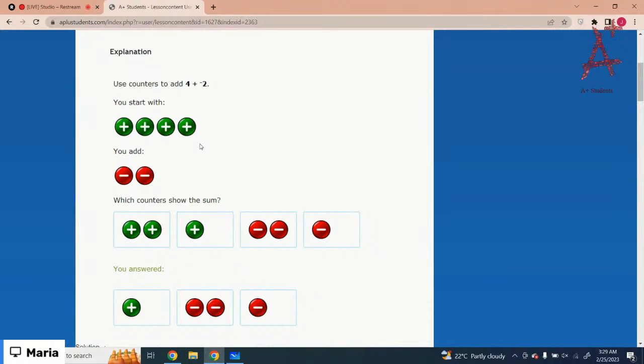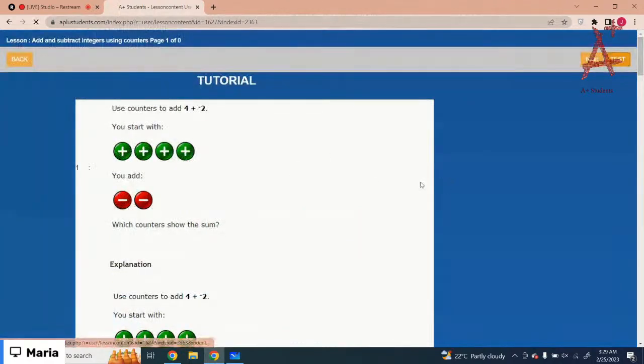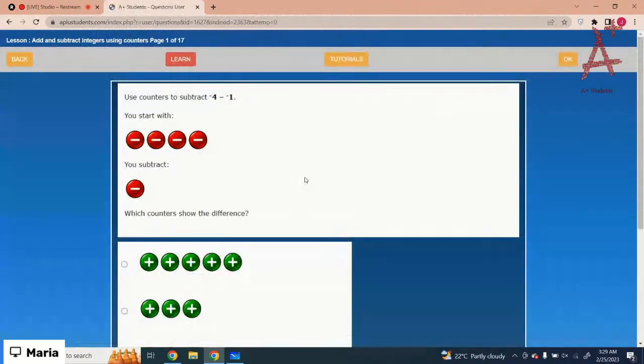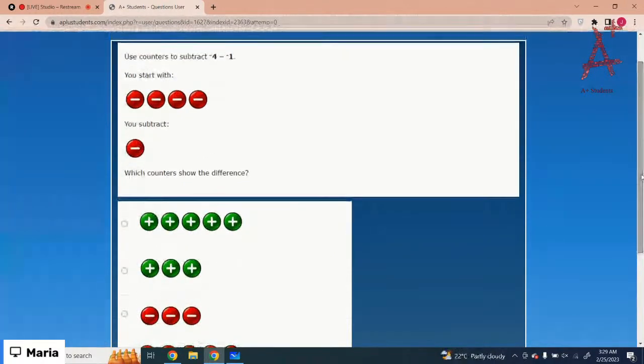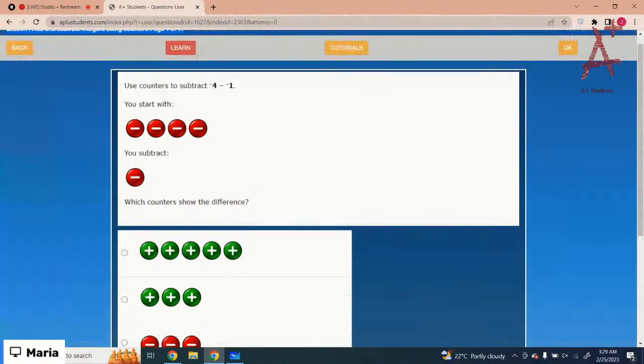Okay, let's just start with the test questions. They are already solved. So let's just start with the test question. Okay, use counters to subtract negative 4 minus negative 1. Got it? So just cancel out the same counters. Negative counter and negative counter.